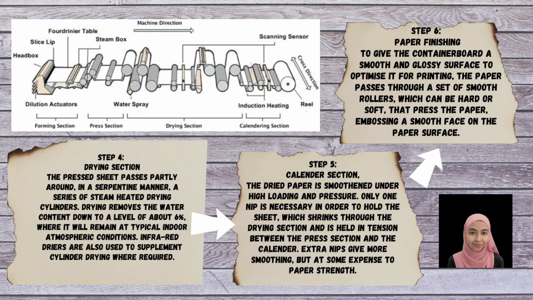Step 5. Calender section. The dried paper is smoothened under high loading and pressure. Only one nip is necessary in order to hold the sheet, which shrinks through the drying section and is held in tension between the press section and the calender. Extra nips give more smoothing, but at some expense to paper strength. Step 6. Paper finishing, to give the container board a smooth and glossy surface to optimize it for printing. The paper passes through a set of smooth rollers, which can be hard or soft, that press the paper, embossing a smooth face on the paper surface.